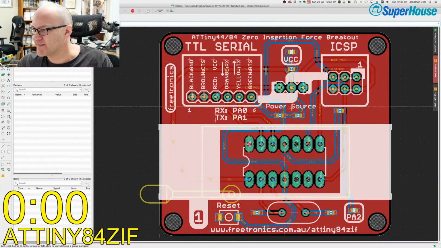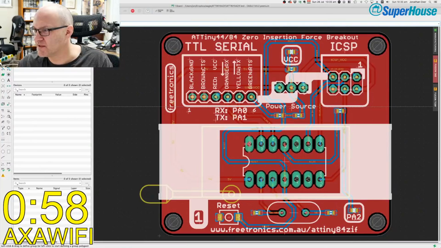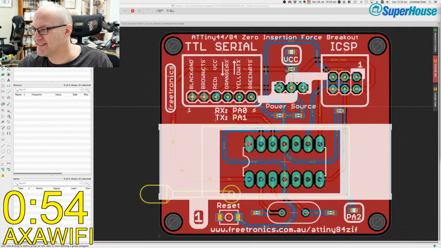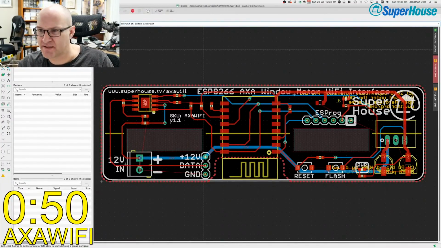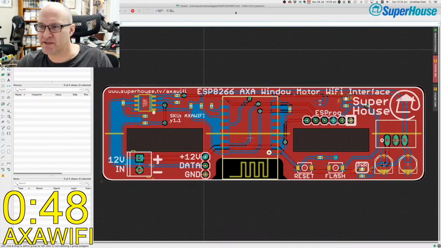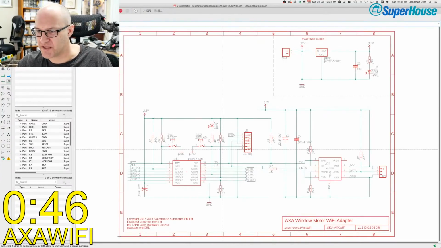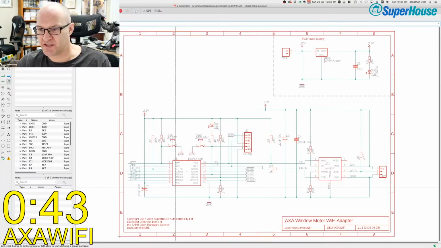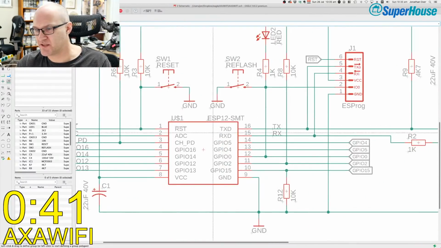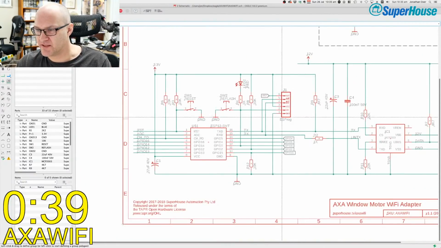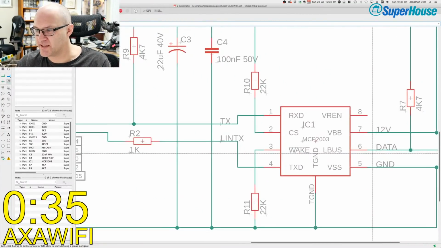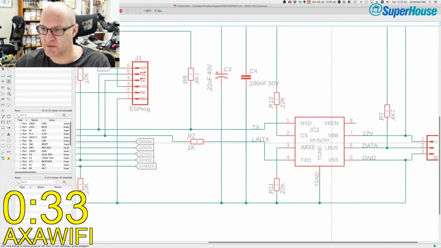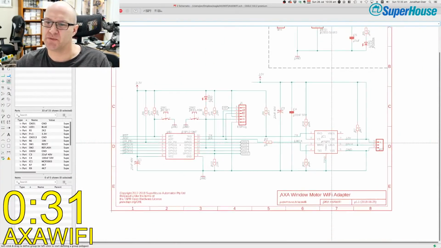Next project. AXO-Wi-Fi. You didn't know how to pronounce that. AXO-Wi-Fi. This is an interface board that goes inside a window motor. If we switch to the schematic view, this is very simple. It's an ESP8266. It's using an ESP12 module, and there's a programming header up here. And over here is a LIN bus interface chip, the MCP2003, because the window motor controller has a LIN bus interface.